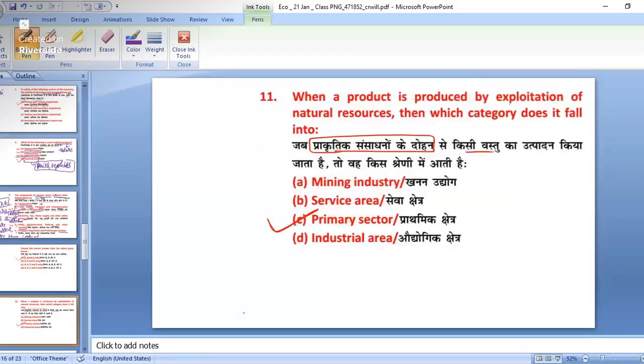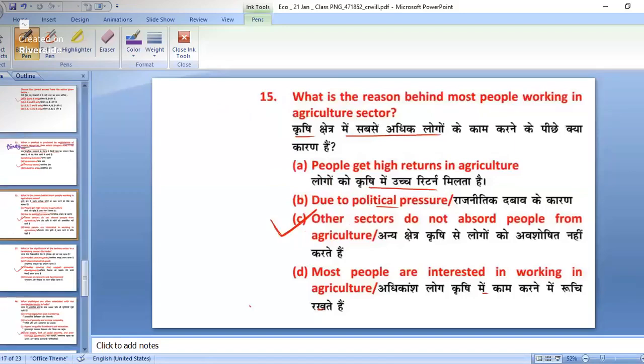When a product is produced by exploitation of natural resources, the nature process comes in. So this belongs to what? Primary sector. Exploitation of natural resources, all those things come under the primary sector.